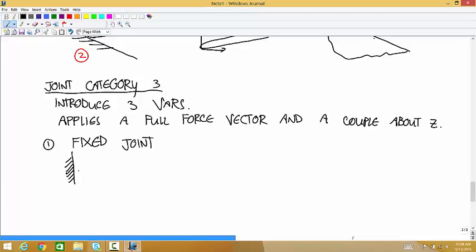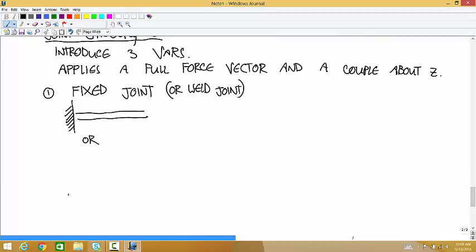You see it drawn like this. Sometimes people call it a weld joint. Sometimes you see it drawn with sort of a dovetail. But mathematically, these both mean the same thing.